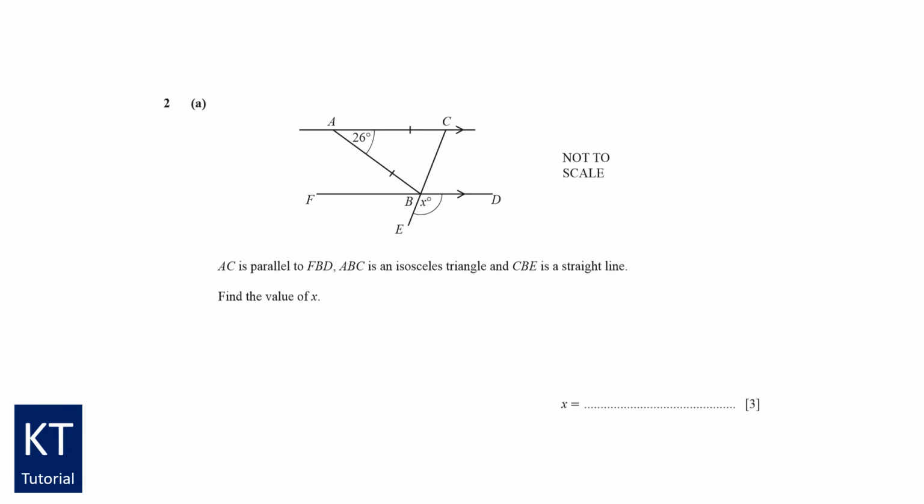Question 2a. AC is parallel to FBD. ABC is an isosceles triangle and CBE is a straight line. Find the value of x. Angle FBE is equal to angle ACB, with ABC being an isosceles triangle. Angle ACB is 180 degrees minus 26 degrees, divided by 2, with x being a supplementary angle to angle FBE. X is equal to 103 degrees.